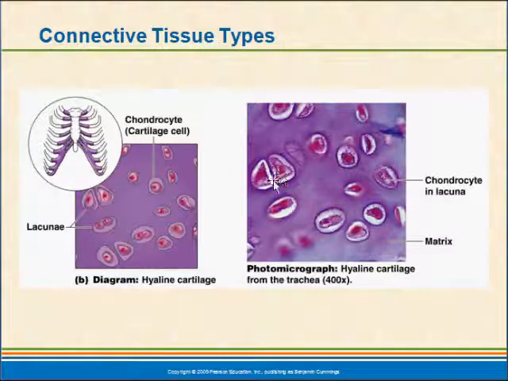Another place, by the way, that we have hyaline cartilage is at the ends of our ribs, because we need a little flexibility in those ribs to allow us to breathe. And so this is the part that has enough give that we can breathe well.